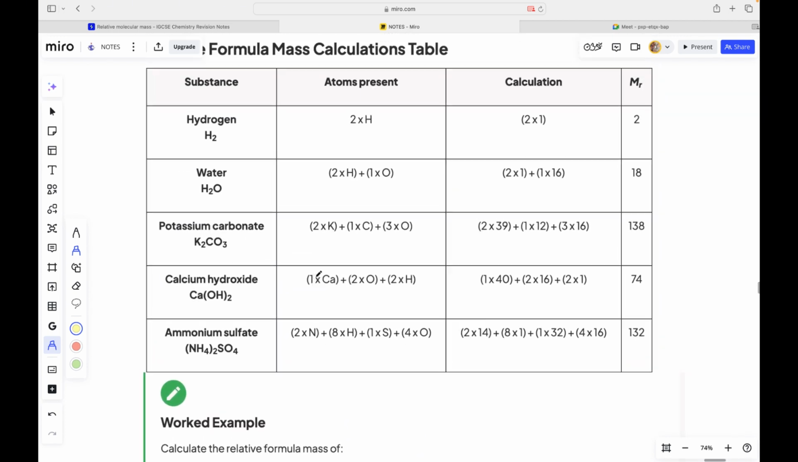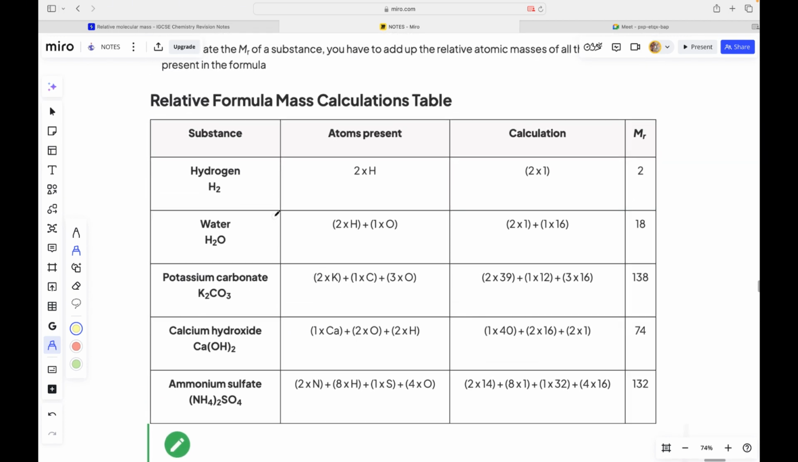Now let's take a look at how to calculate relative molecular mass. This is a big deal. For this, we must know the relative atomic mass. Remember, relative atomic mass is AR. Molecular is MR. The relative atomic mass is the mass you find in the periodic table. I'm not talking about the atomic number. I'm talking about the mass number, the big number.